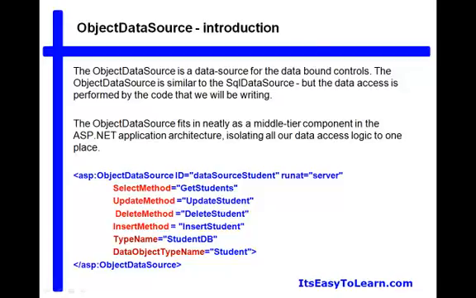So StudentDB is a class which is the data access class and has the following methods: getStudents, updateStudent, deleteStudent, and insertStudent. And the data object type name, which is student, is what is passed to the different methods. This is the simplest definition of an object data source.